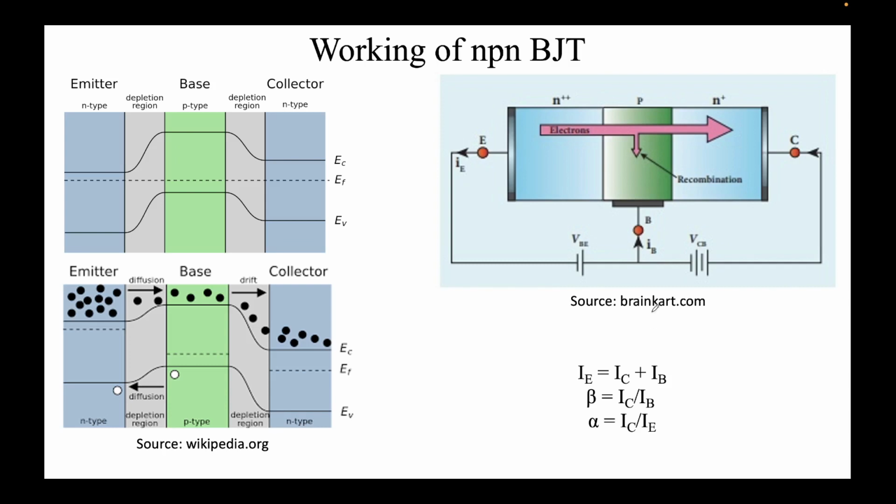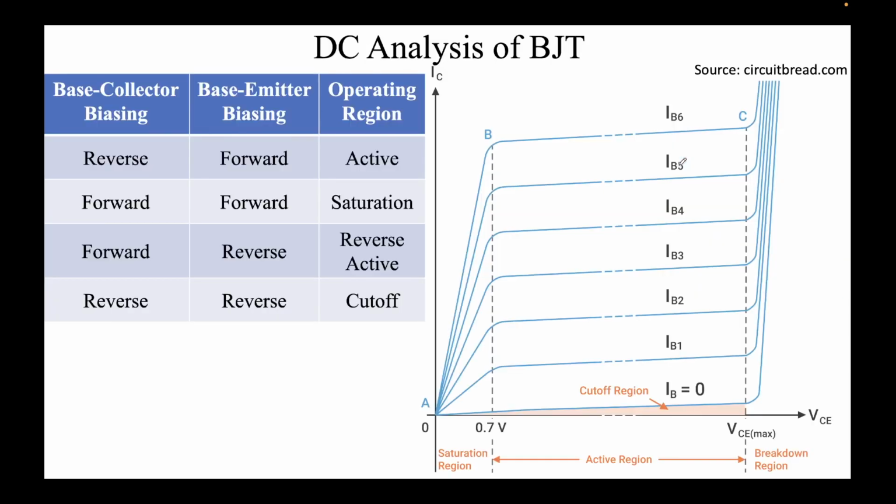Now I just told you that here in this diagram base emitter is forward bias, so collector base is reverse bias. However, there are four such configurations, and the most commonly used, when base collector is reverse and base emitter is forward, we call the active or the forward active region, and you see this is the region between the points B and C. This is the forward active region. The other region is when both the PN junctions are forward bias, and this is called the saturation region. You can see it in between the points A and B.